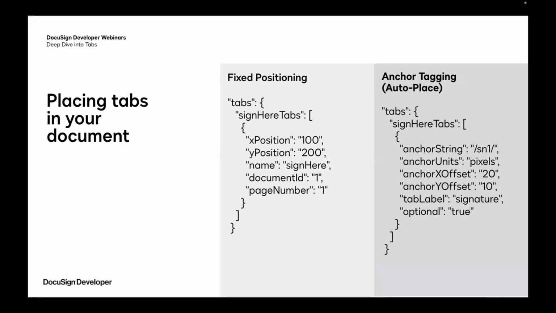And that's kind of convenient because it gives you some flexibility. Maybe you don't know exactly what page of the document you want your tab to appear on, but you know the text where it's going to appear. You can just make sure that that is always going to be in the right place by using anchor tagging.